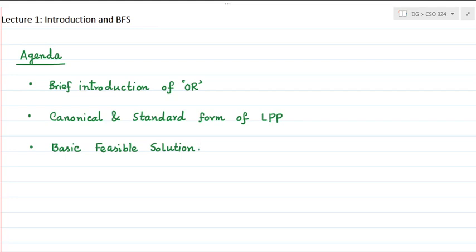In this lecture, at first, I will briefly introduce the topic of Operations Research or Operational Research. Once the introduction of OR will be given, then later we will get into the topic of the standard and canonical form of linear programming problems. In order to solve a linear programming problem, we need a very fundamental concept that is called the idea of basic feasible solution, which also will be discussed in this lecture.